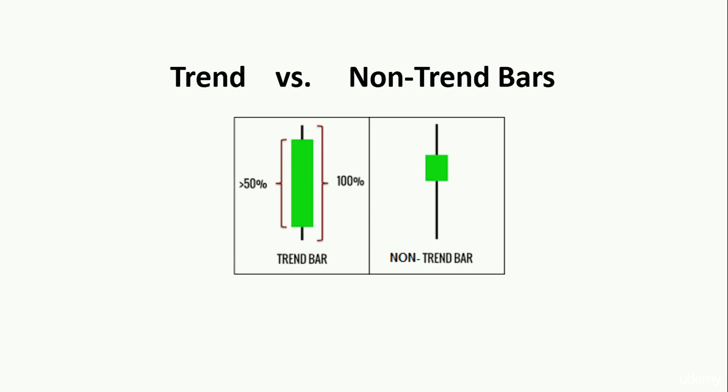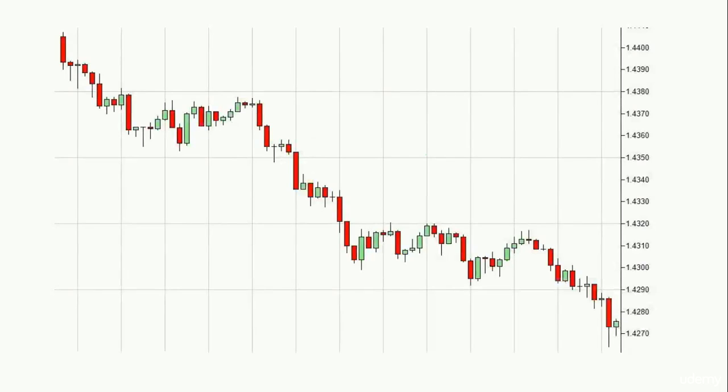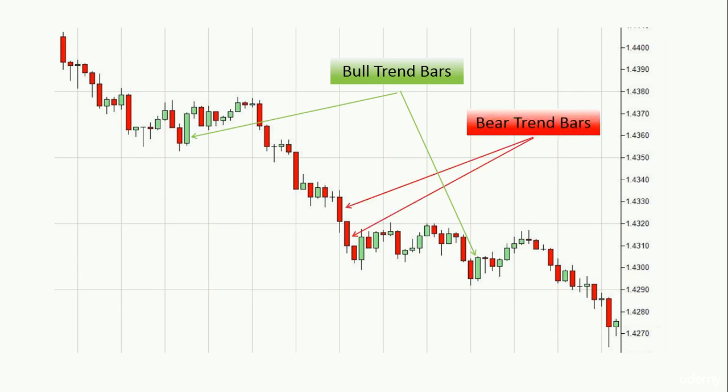trend bar. Applying the previously mentioned definitions, there are three types of bars found in this chart. The first one is the bull trend bars, represented by these green bars, and the second one is the bear trend bars, which are represented by these red bars, and both are trend bars. Non-trend bars, or dojis as they are called, look like these bars, here and here and here.